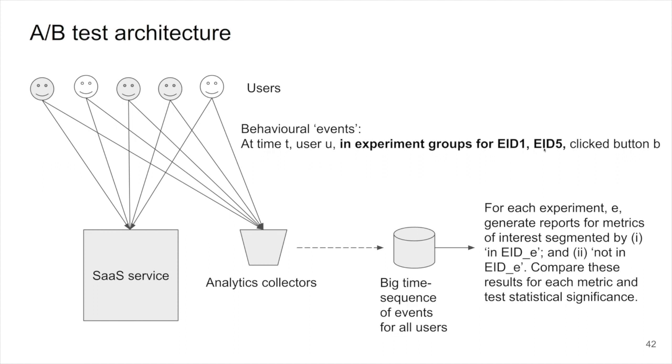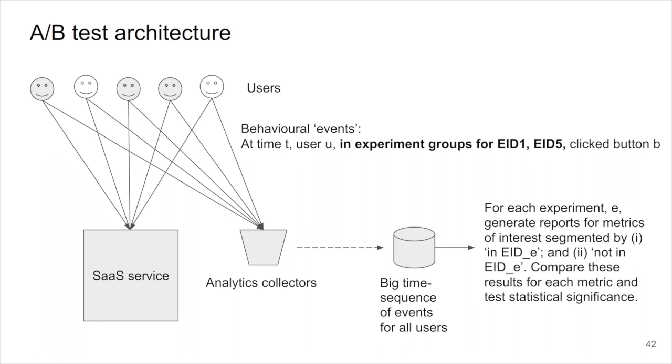And then we do our enrichment, and then we get this big time series of events for all users, but now each event also records the experiment groups that a user was in at the time that the event was generated. And now, for each metric of interest, for each experiment, we can compute the difference in the metric's average value between experiment and control groups simply by running two queries against our OLAP database.